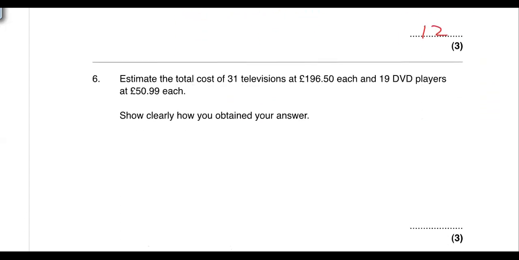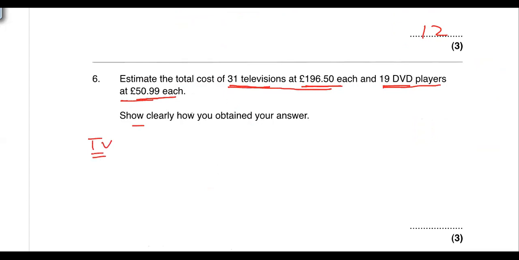All right. Next one again is similar to that one. Estimate the total cost of 31 televisions at 196.50 pounds each and 19 DVD players at 50.99 each. Show clearly how you obtain your answer. So what I have to do, first I will calculate the estimated cost of televisions. Then I will take the estimated cost of DVDs. So first I'm taking TV.